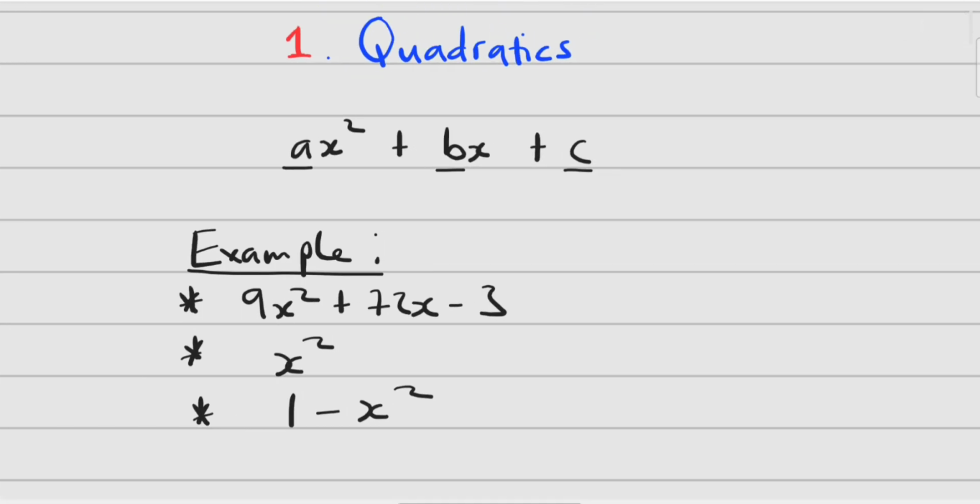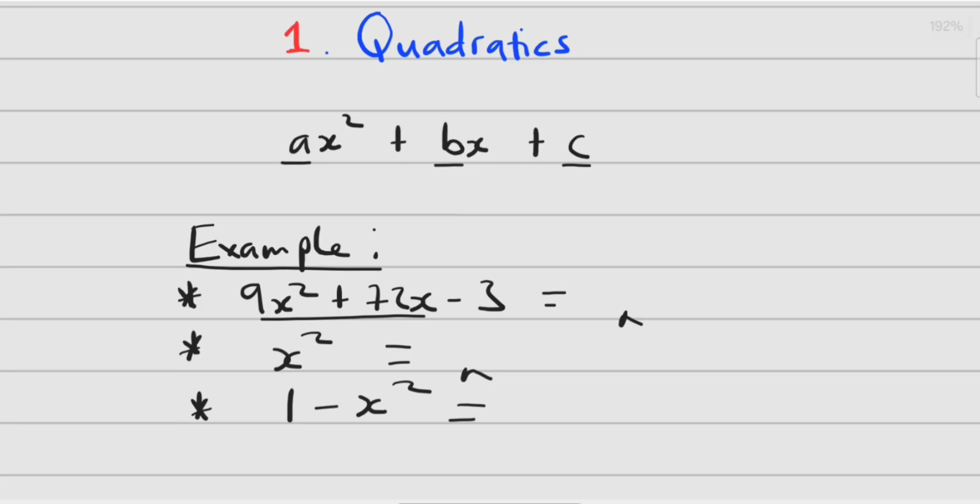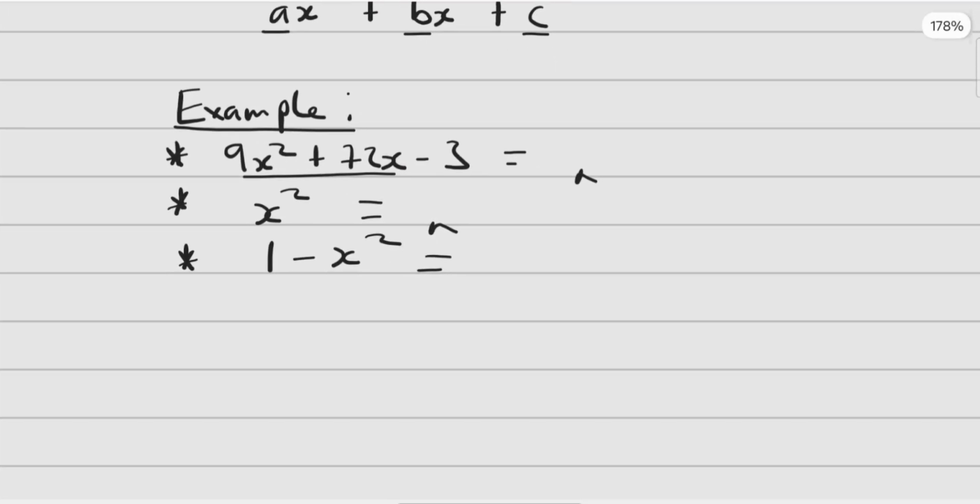But now if they have equal signs, let's say this is equal to something, or x squared is equal to something, they become quadratic equations. And I'm sure most of us know that, right? And so we also need to understand that quadratics are always parabolas.